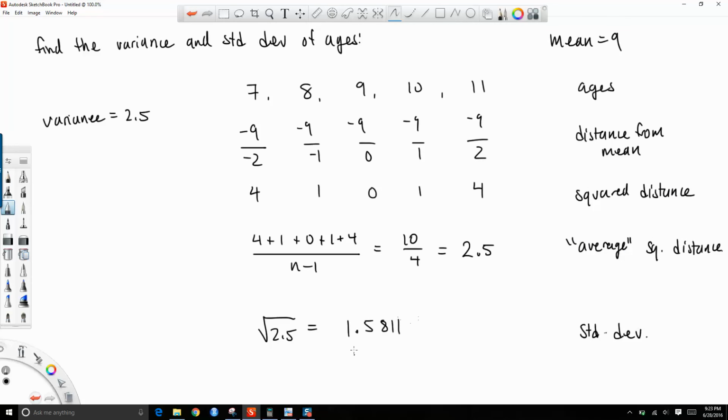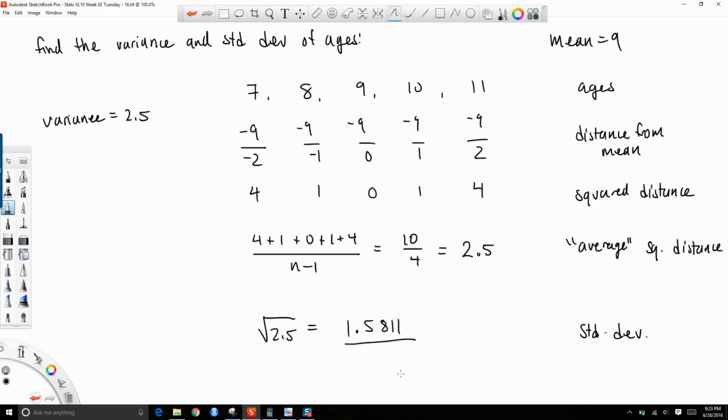And that's my standard deviation. Okay? And so, one way to summarize how the Baker family and the Adams family are different is we could say both families have a mean age of 9 for their 5 children. Both families have 5 children, and the mean age of the children is 9 for both families.